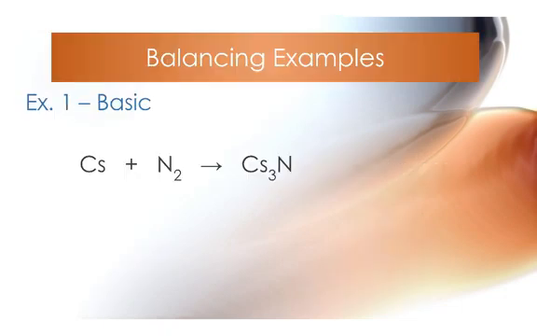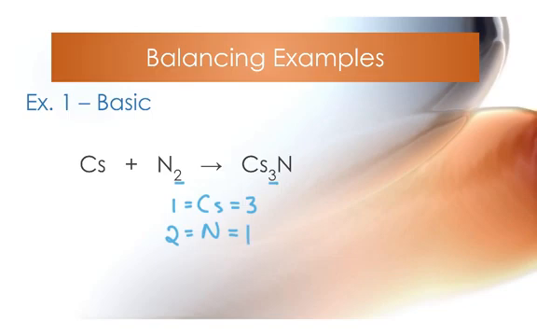Let's start with a bit of an easier example, a good place to start. And I'm just going to start by showing you that process of counting on both sides. The way I do this is I just count from left to right and I pull out the different elements we're going to have to count up. So the first element I'm reading from left to right is cesium, and then the second one I see is nitrogen. And I'm just going to count. So cesium on the left I have 1, cesium on the right I have 3. Nitrogen on the left I have 2, nitrogen on the right I have 1.